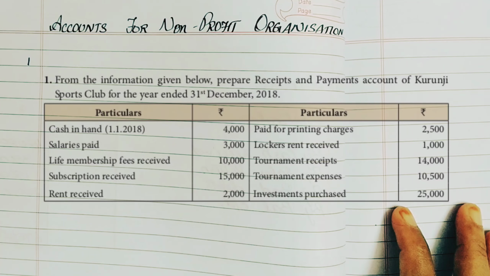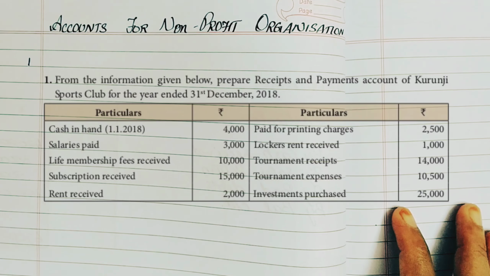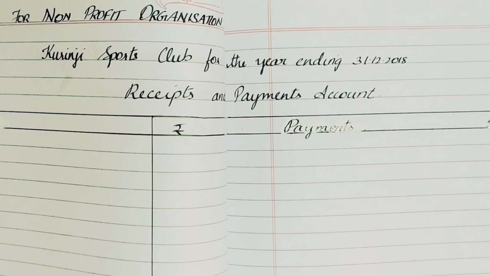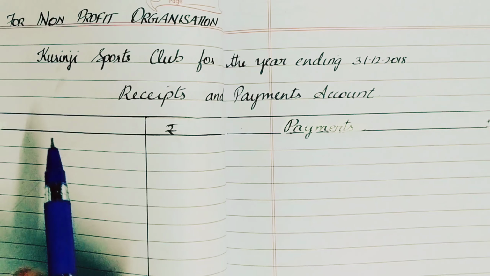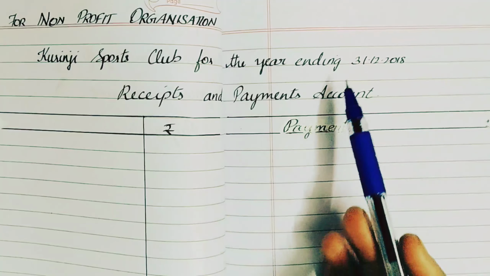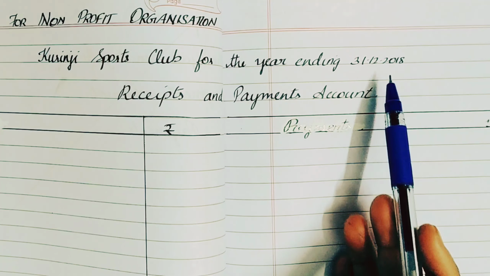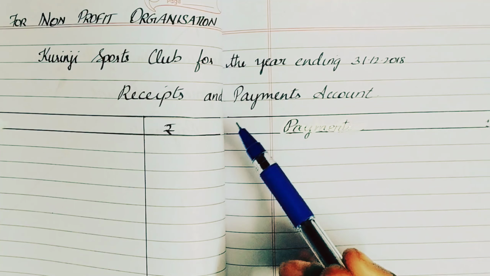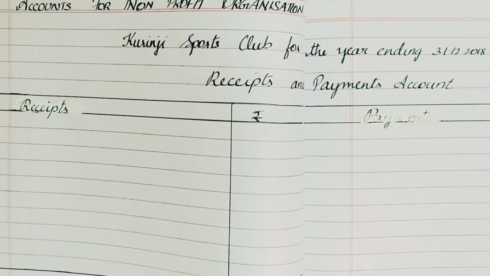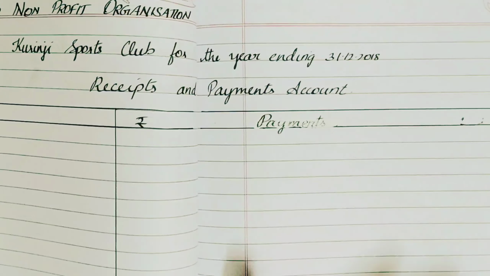First, let's start off with writing the format for the receipts and payments account. Simple, the receipt side and the payment side, and then we'll start off with the sum. I've written down Kurunji Sports Club, the name of the club, and the date given in the problem. Next, I've drawn the receipts and payments sides. In the receipts and payments account, the debit side is the receipt side and the credit side is the payment side.